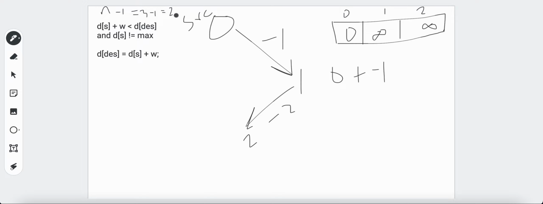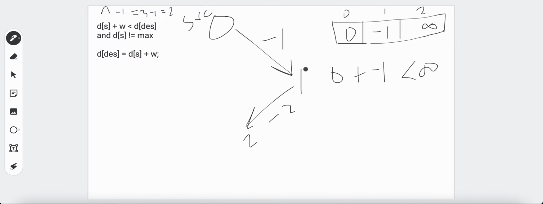Then again we just check whether any of the values inside this array gets changed. If it's changed, that means there is a negative weight cycle. Otherwise we are good with our graph. There is no negative weight cycle. So let's continue. 0 plus minus 1 is less than infinity. Sure, it's definitely less than infinity. So we will be updating this value to minus 1.